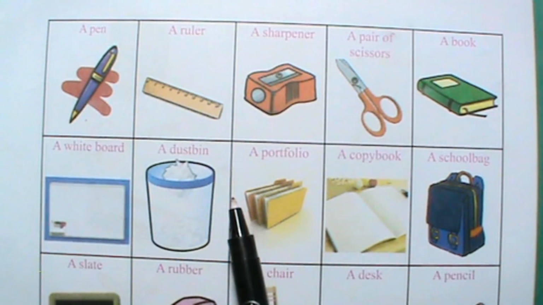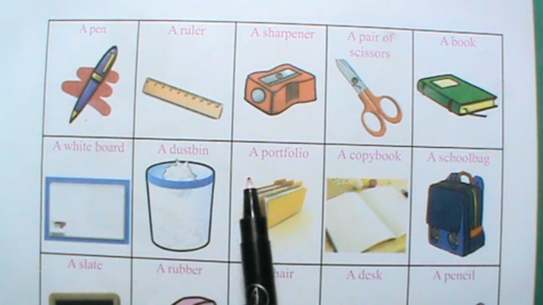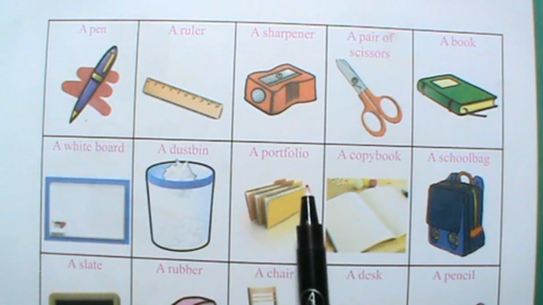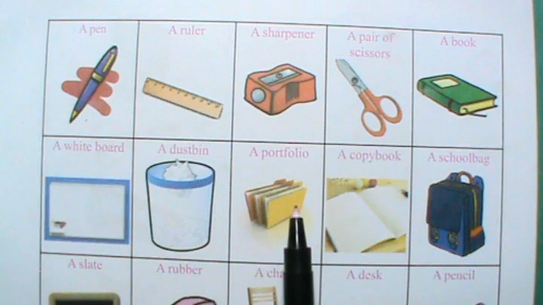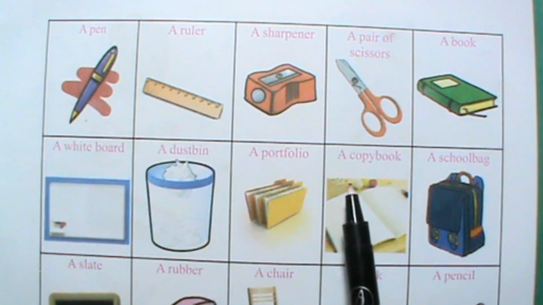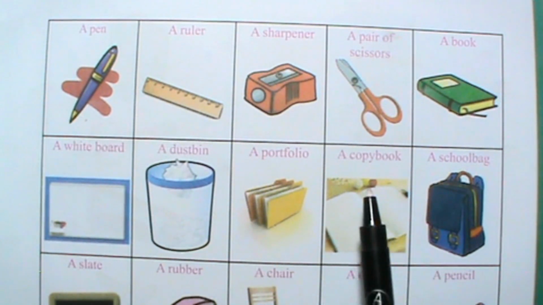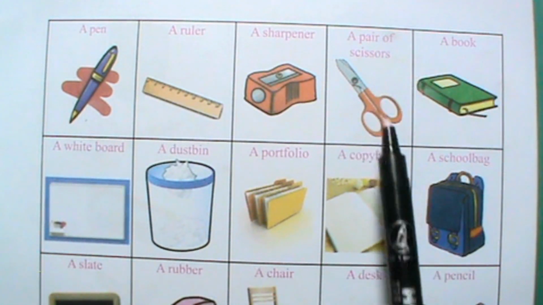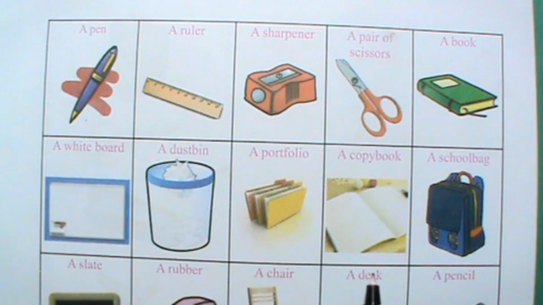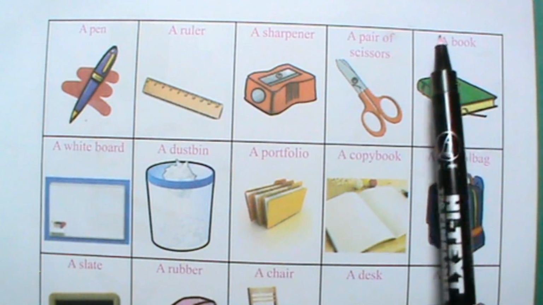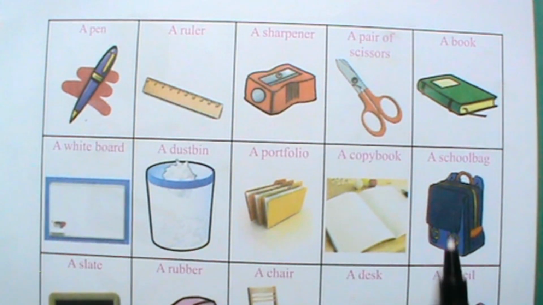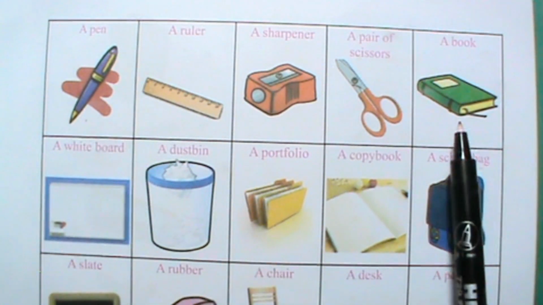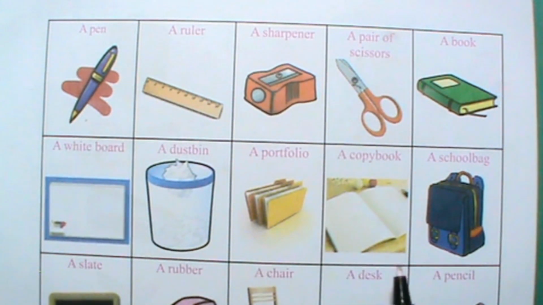We have next a portfolio. A portfolio هو عبارة عن هذا الملف الذي نضع فيه الأوراق. Next a copy book. A copy book, not a book. There is a difference between a copy book and a book. A book وتعني كتاب و copy book وتعني كراس.